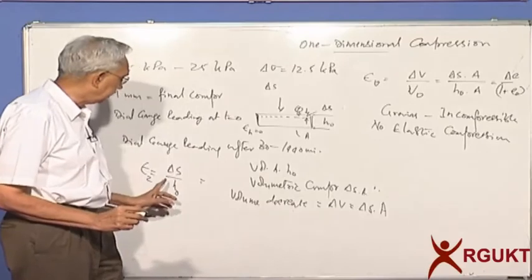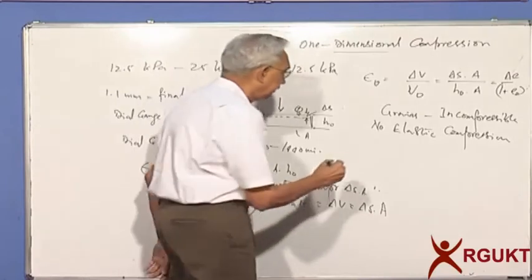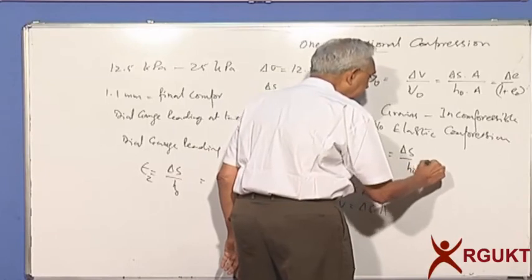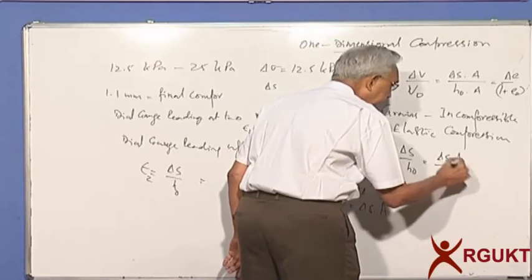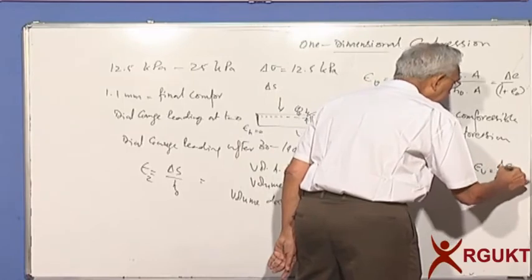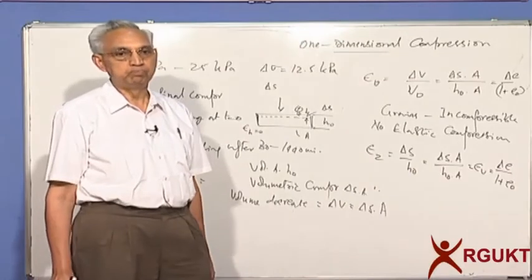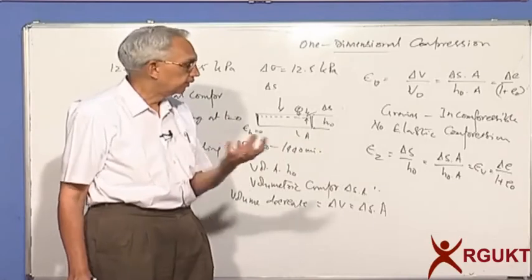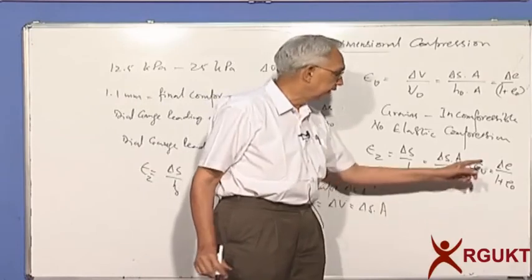Now, can you relate this vertical strain to the volumetric strain? As you have seen here, epsilon z is delta S by H naught. You are writing it as delta S into area of cross section, H naught into area of cross section, which is equal to the volumetric strain, which is equal to change in void ratio by the initial volume. If I know the unit weight of the soil, I can find out the initial void ratio, and if I know the void ratio, I can get the denominator. So here is one simple way.